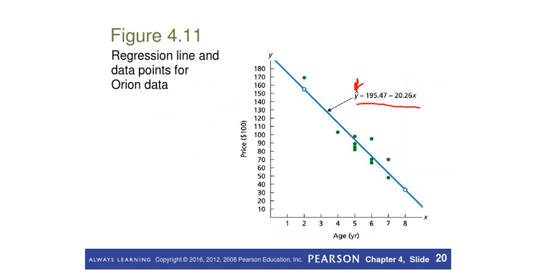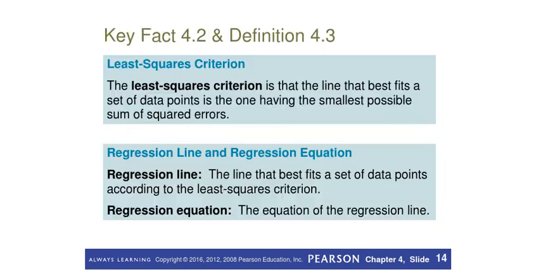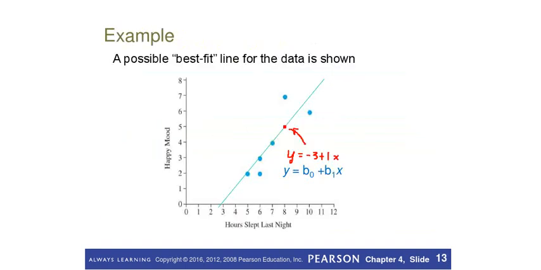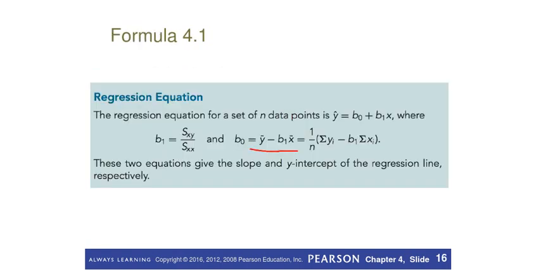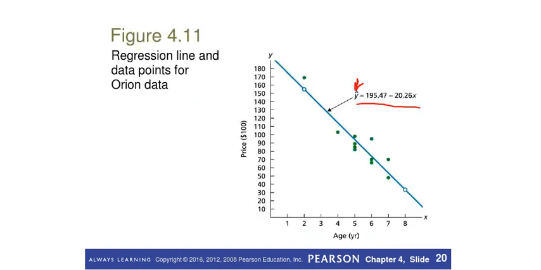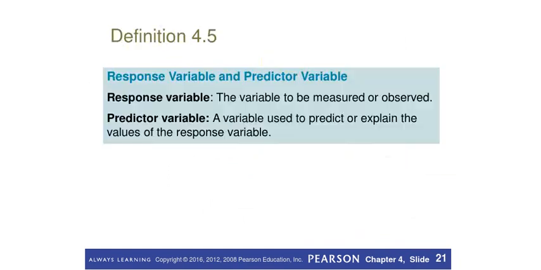So if I go back to my screen, I should make an adjustment right here. This isn't y. This predicted y is going to be y hat. So we call that y hat, the predicted value of this line. Now, a couple of things we have to look out for. There's something called a response variable and a predictor variable. The response variable is the variable that's measured or observed. The predictor variable is the variable used to predict or explain the response values.